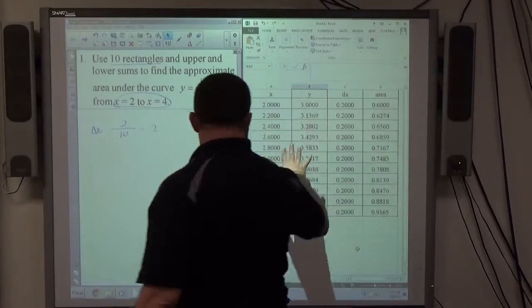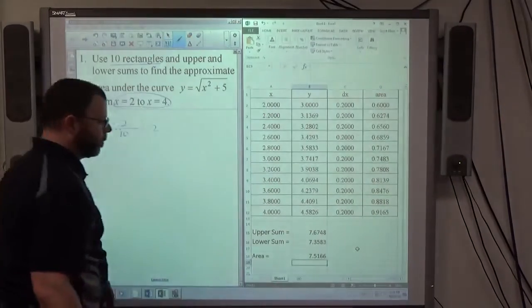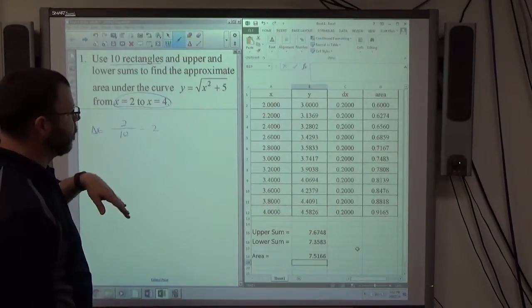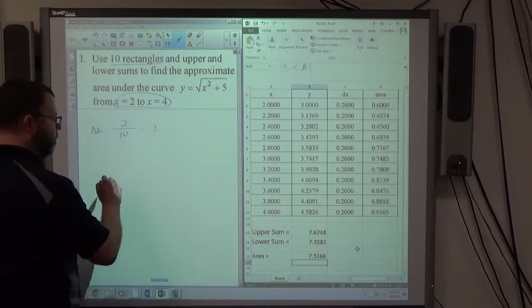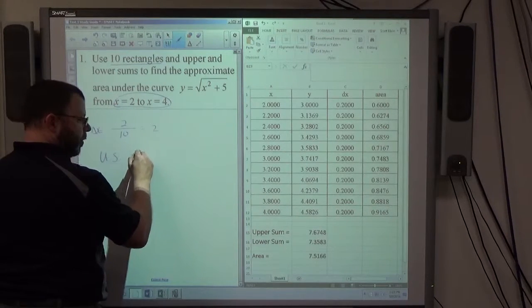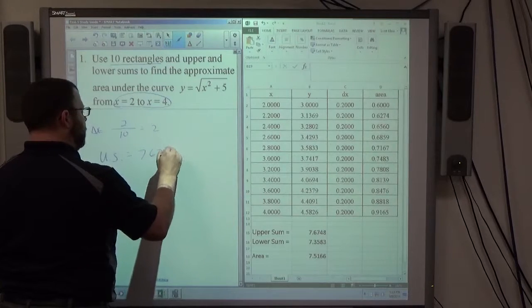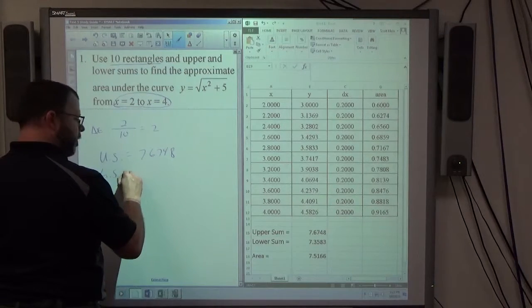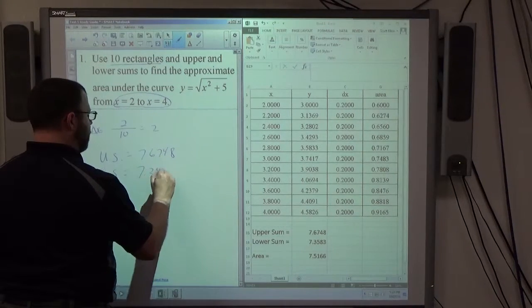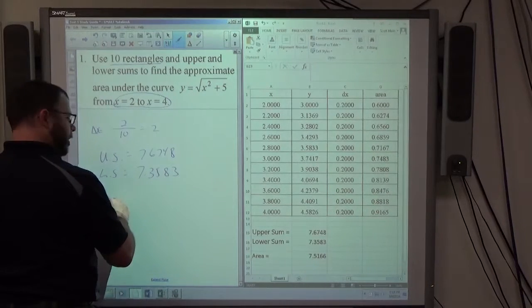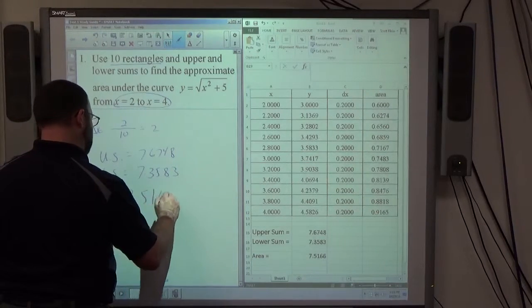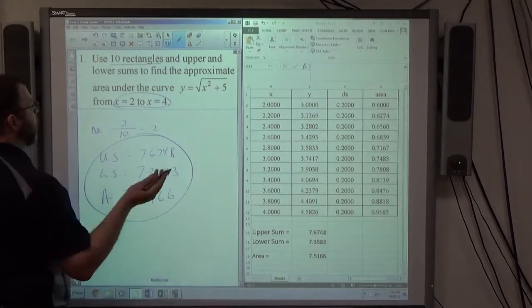7.5166. I would want you to print this out, but you're welcome to do it by calculator also and get all the same information. But the upper sum is equal to 7.6748. The lower sum is equal to 7.3583. And the area is 7.5166. That's what I look for on that one.